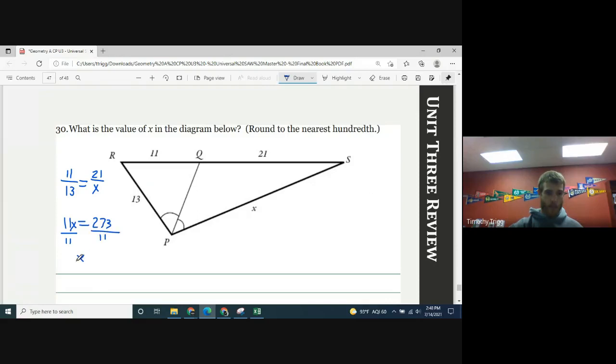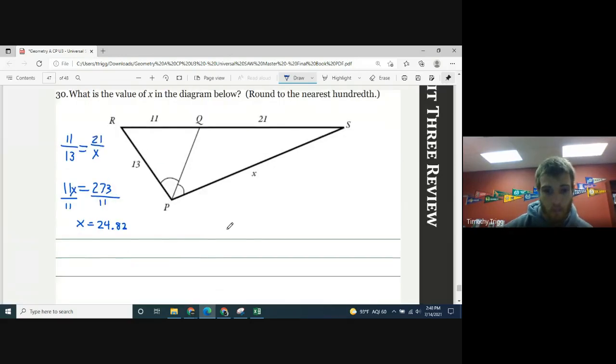And that gives me that x equals, it says round to the nearest hundredth, so that's 2 decimal places. 273 divided by 11, 24.82. So make sure you put that in your calculator and you see how I got this. Again, rounding to the second decimal place gives you a 2 there.